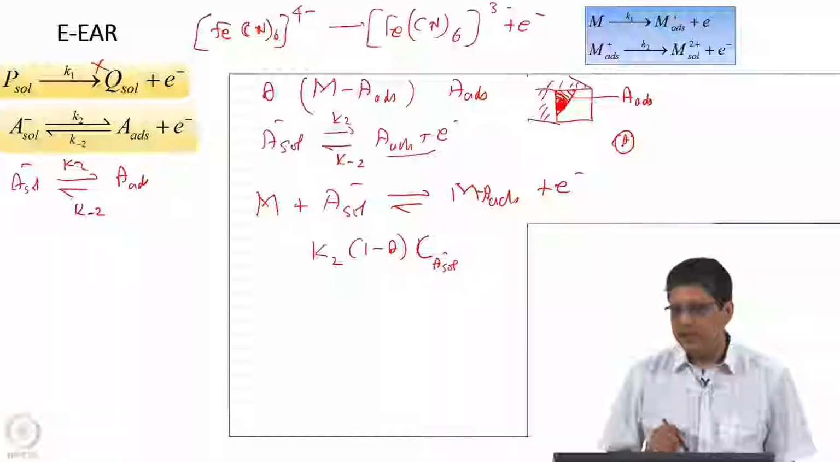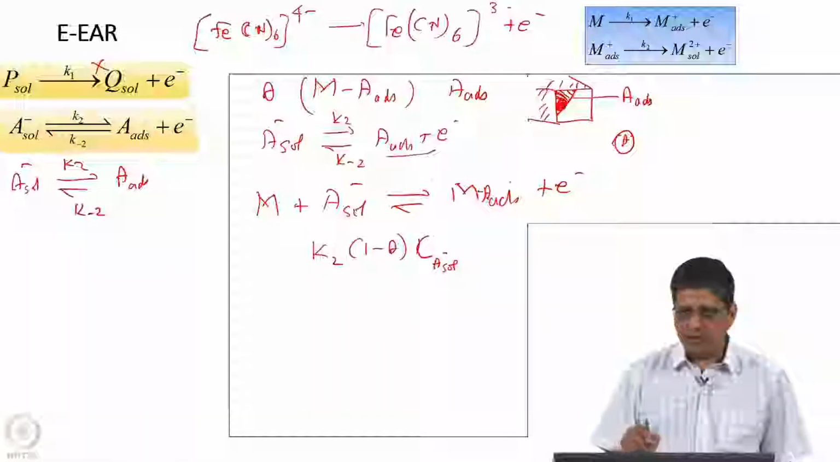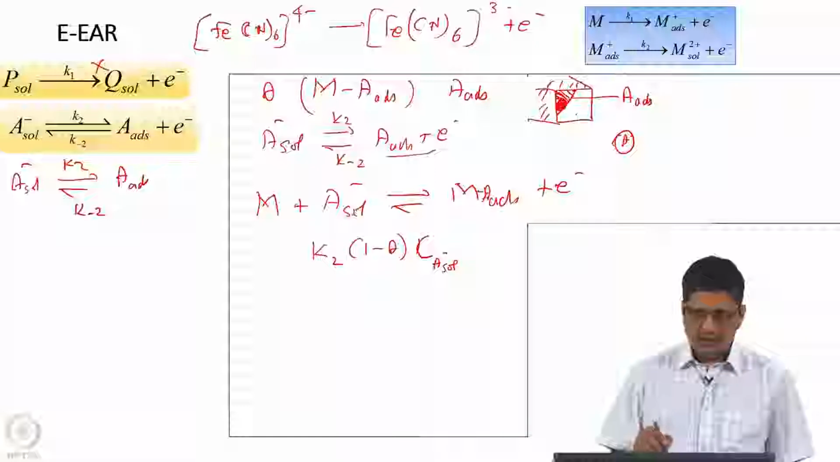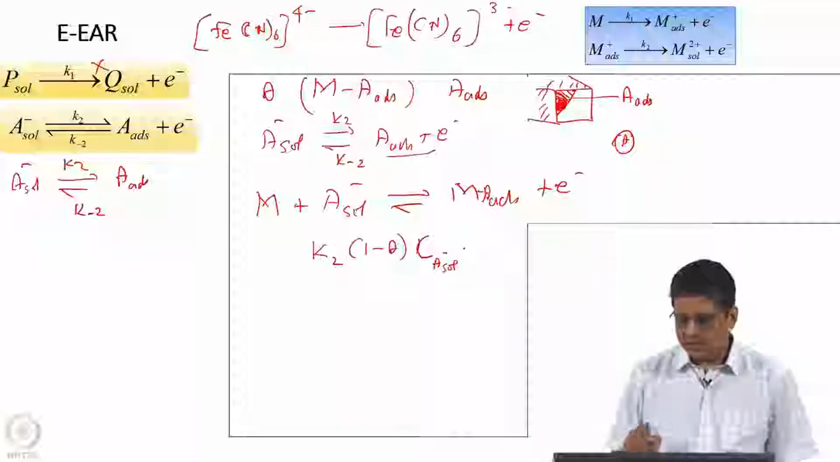the concentration of the species A minus in solution. If that increases, you are going to have more of the forward rate, correct. Forward rate is going to be given by K2 (1 minus theta) times the concentration of A minus in solution.